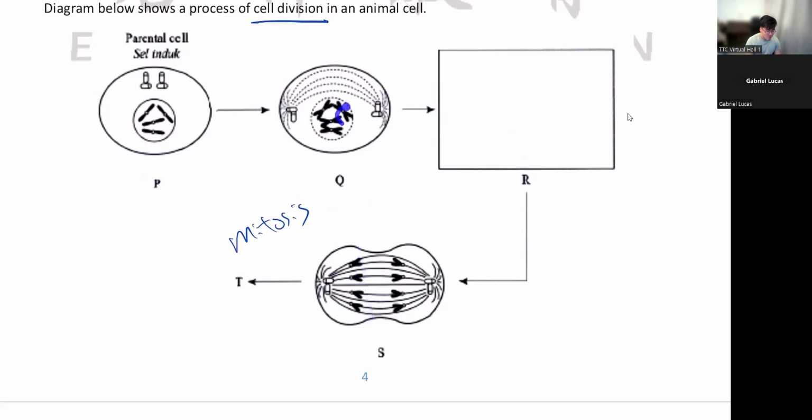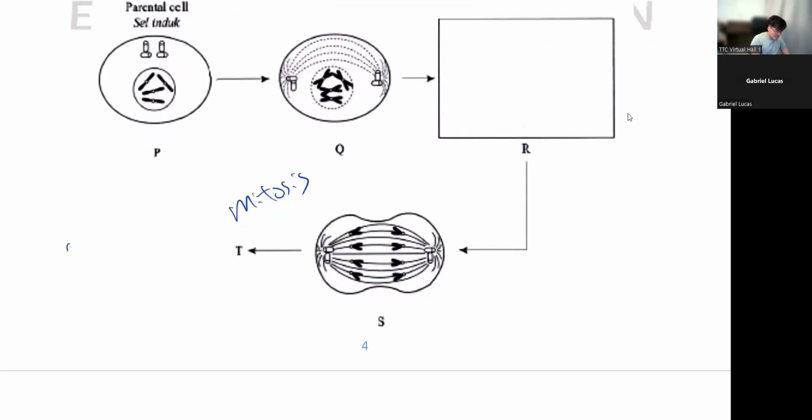Or you can say there's no crossing over. What is this thing called? In meiosis, they will do this thing where they change their legs. That's a very important process. What is that called? Two chromosomes come together and then they exchange their legs, which looks like this.